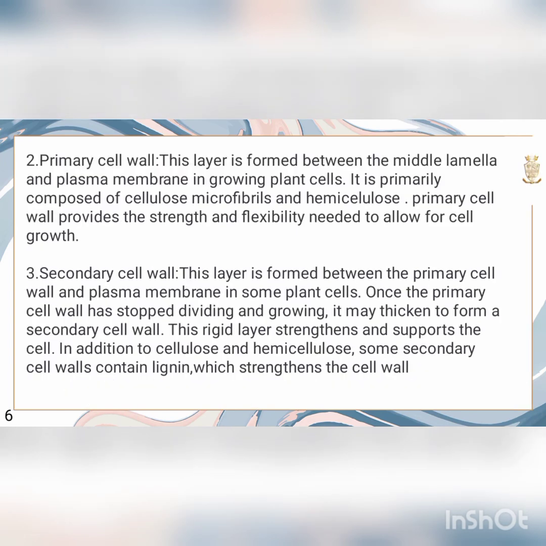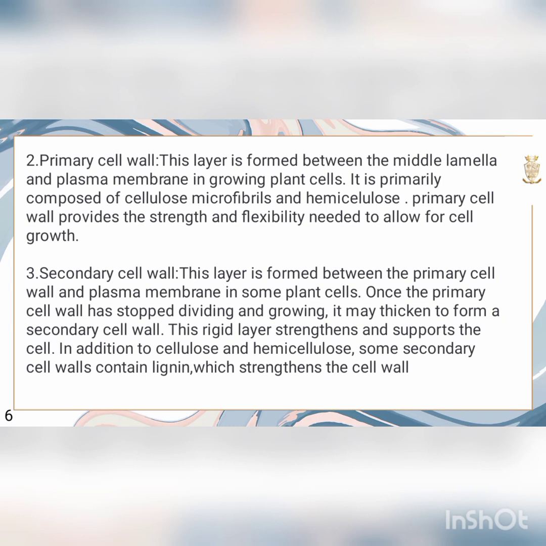The second layer of plant cell wall is primary cell wall. It is the layer which is formed between the middle lamella and plasma membrane. It is primarily composed of cellulose and hemicellulose microfibrils. Primary cell wall provides the strength and flexibility needed for the cell growth.